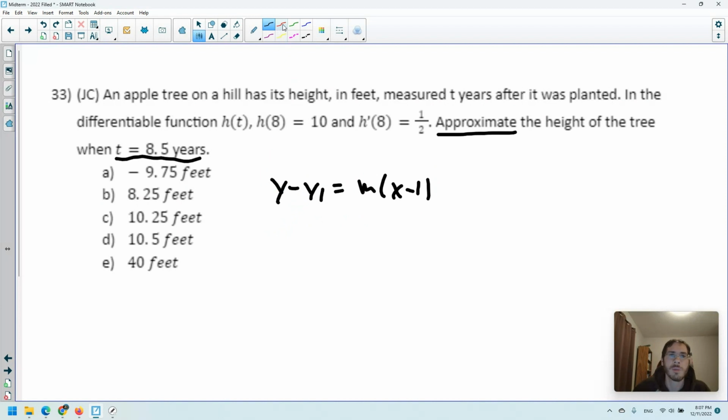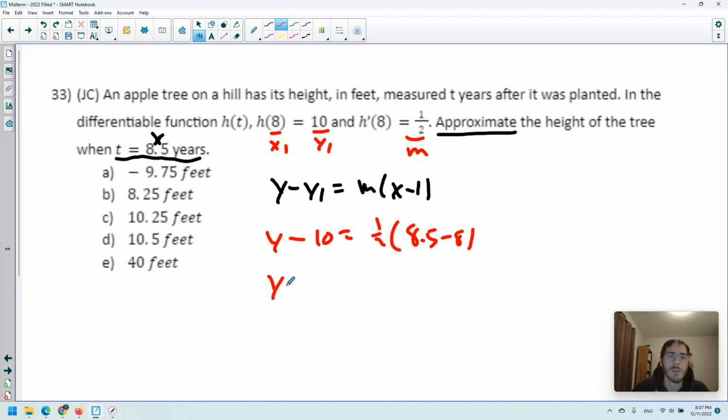In this case, what are we given? We're given h of 8 equals 10, so this is going to be x1 and y1. We're told what the derivative is at 8, so 1/2 is going to be m. And we're trying to find it at 8.5 years, so we know that that's x. So we've got almost all of our pieces. We've got y minus 10 is equal to 1/2 times 8.5 minus 8. If we add 10 to both sides, we get 1/2 of 1/2 plus 10, which is 10.25. So we're going to answer choice C for that one.